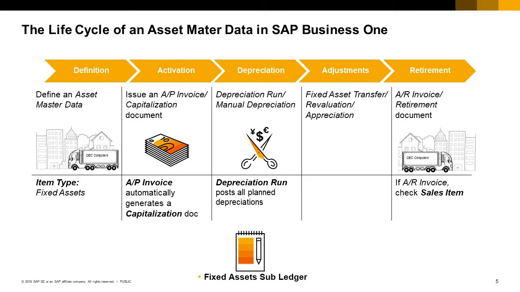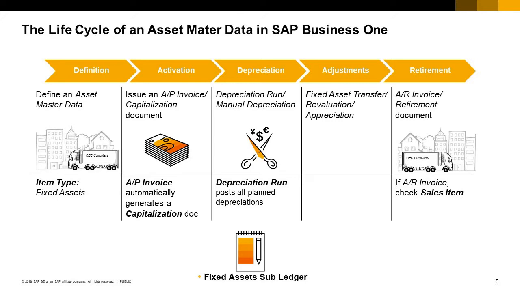When a user executes a depreciation run, the system carries out the depreciation planned up to the specified date. Additional fixed assets documents support the need for adjustments, if necessary, during the life cycle of a fixed assets item type: fixed asset transfers, revaluation, or appreciation of an asset. In order to decide which of the adjustment documents to use, you need to verify, together with the client accountant, what the legal and industry requirements are.